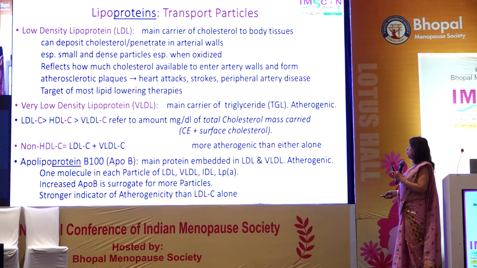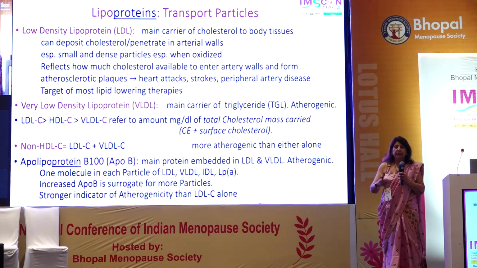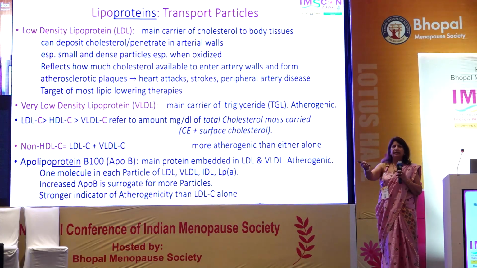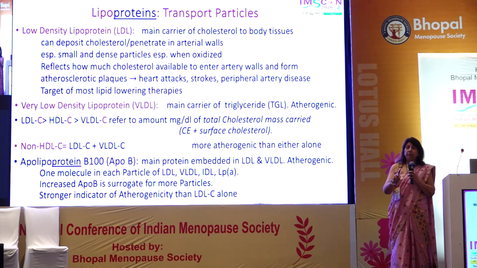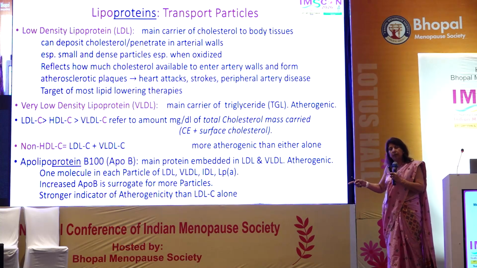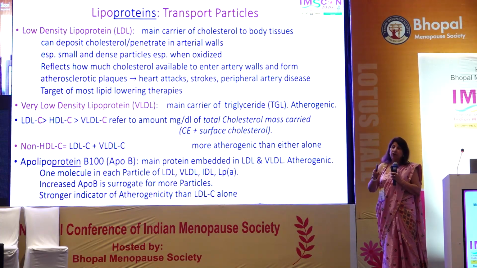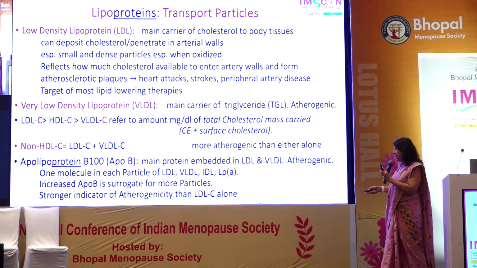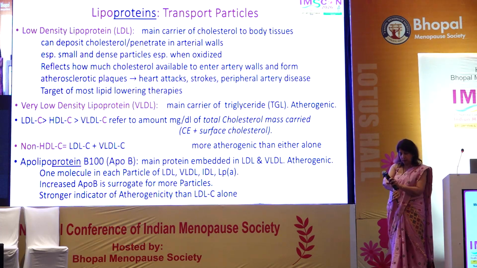Now, why is this important? This is important because clinically, you have a patient with LDL, say 165, but patient A has lower ApoB, patient B has more ApoB. So patient B has more particles of LDL. The number of particles is far more important than the actual cholesterol mass. Therefore, ApoB is a stronger indicator of atherogenicity than LDL alone.